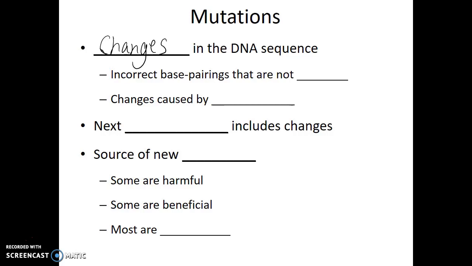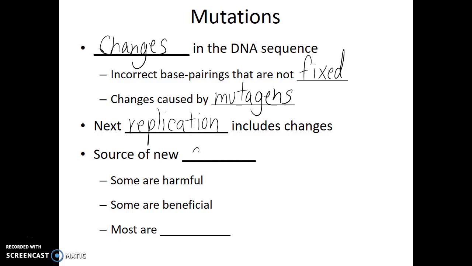So one source of mutations could be these incorrect base pairings that are put in but are not fixed. Another cause of mutations would be changes to the DNA caused by mutagens. Now, mutagens are physical or chemical components that interfere with the copying of DNA and can incorporate some of these mistakes. Now, there's a certain window in time in order for these mistakes to be fixed. However, if they are not fixed before the next round of replication, then these mistakes could become permanent. Mutations are the source of new alleles.